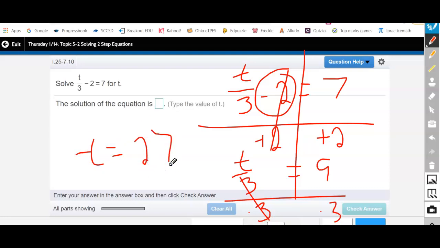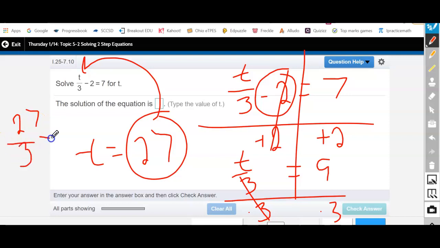Now we can always check to see if our answer is right by plugging this in for t and solving. So we go 27 divided by 3 minus 2. 27 divided by 3 is 9. 9 minus 2 is 7, which is what we got on the right. So therefore we know we did it right.